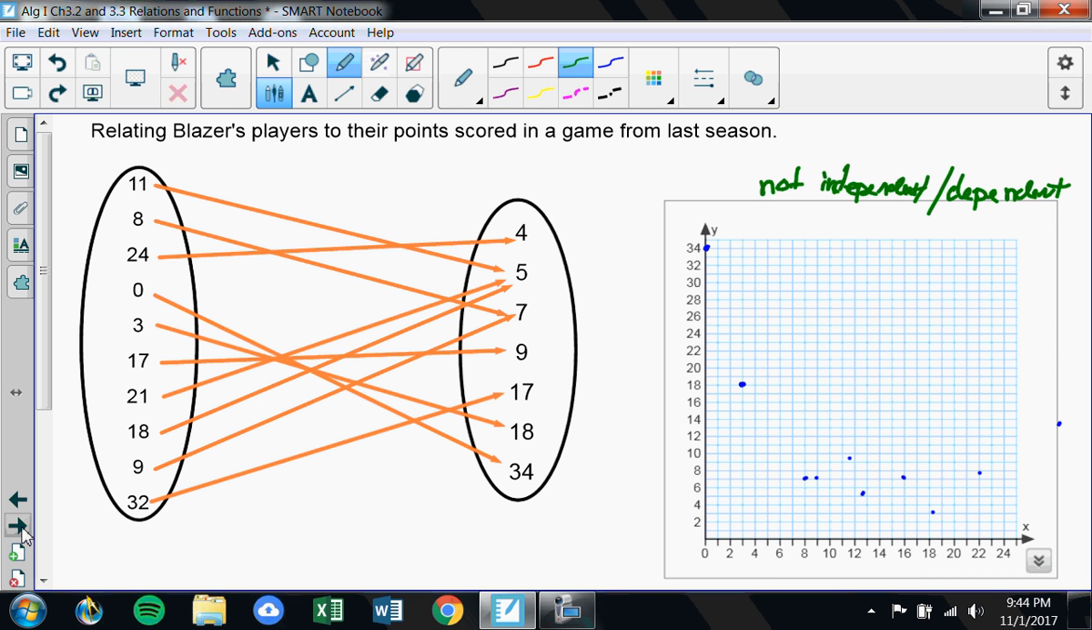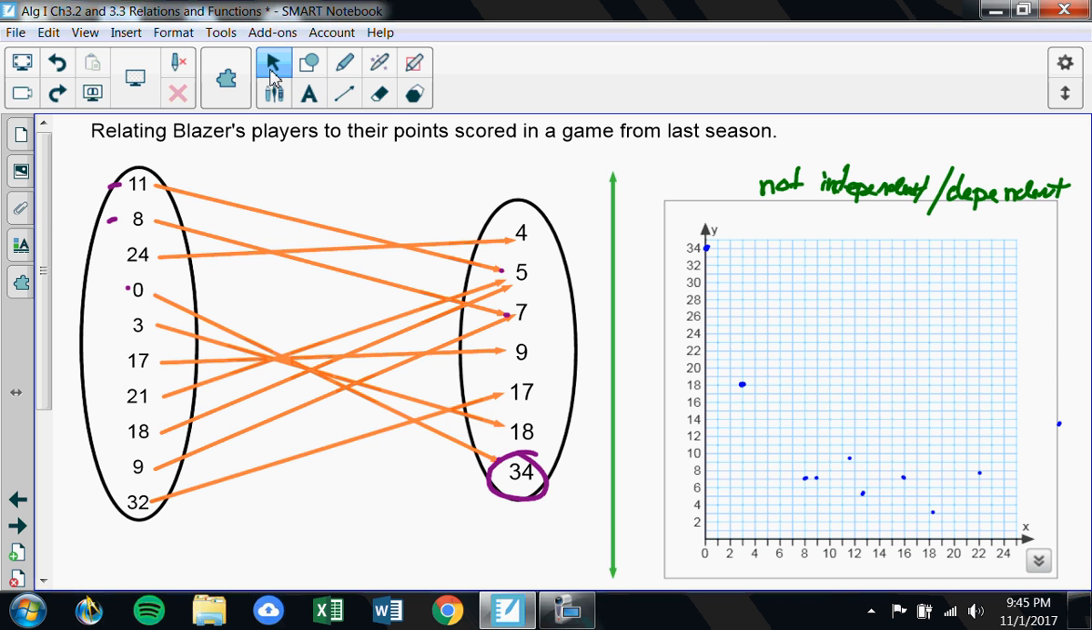Now let's talk about this in more practical terms again. These are points scored by different Blazers from a game a couple seasons ago now. So player 11 scored 5 points, and player 8 scored 7 points, and player 0 scored 34 points. And no player can score 2 different amounts of points, right? Player 0 can't score 34 points and score 18 points. And who is that? Is that McCollum or is that Lillard? I don't know. It's one of those Blazer players who had a good night. One player can't score 2 different amounts of points. For this to be a function, or for this to be a basketball game, it has to be a function where each player is scoring only one set of points. It's going to pass the vertical line test.